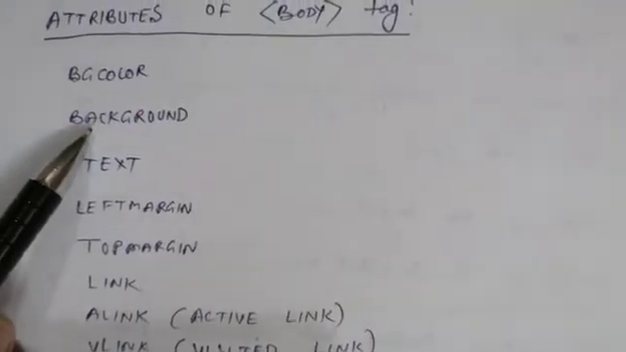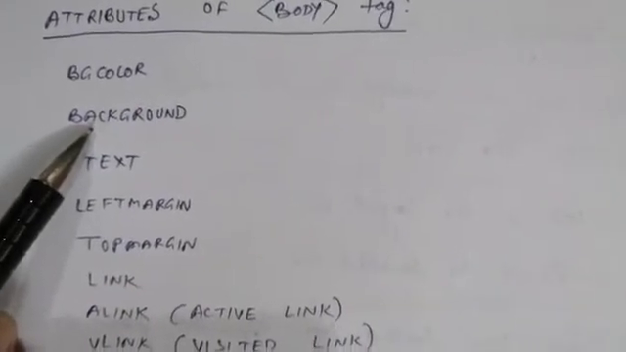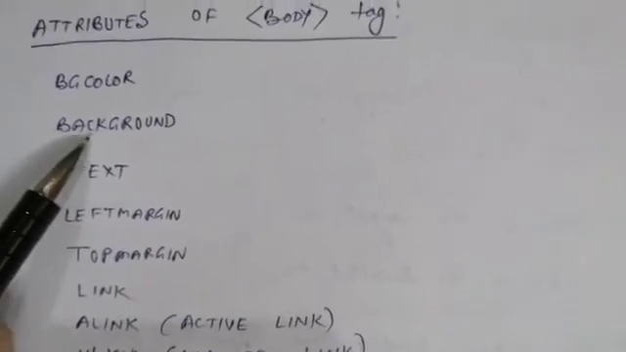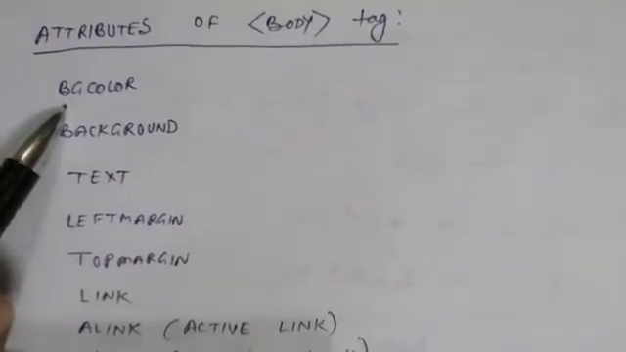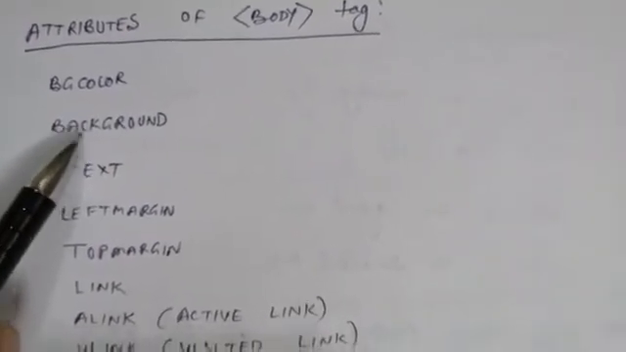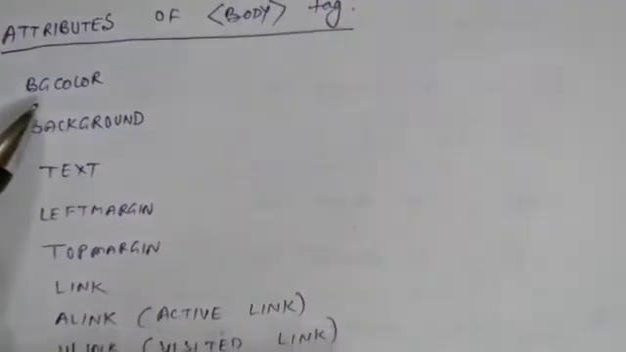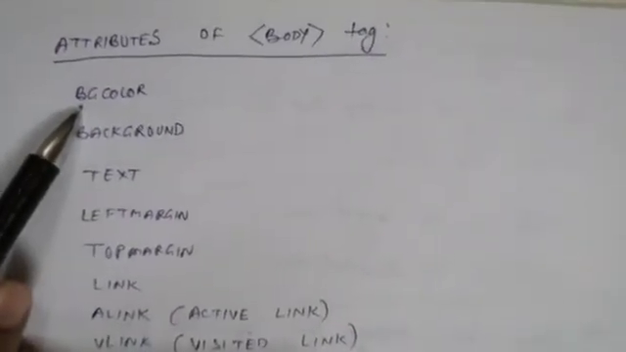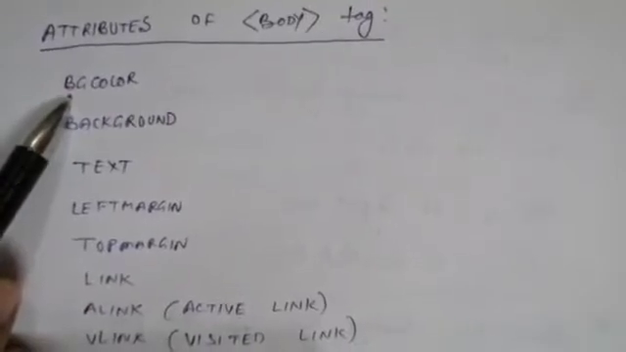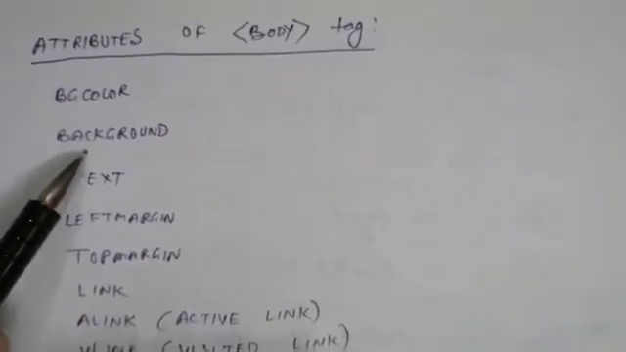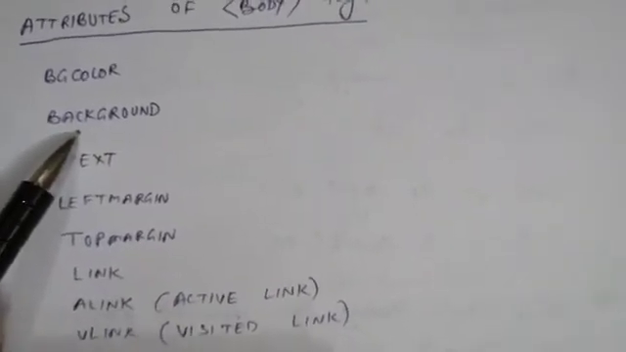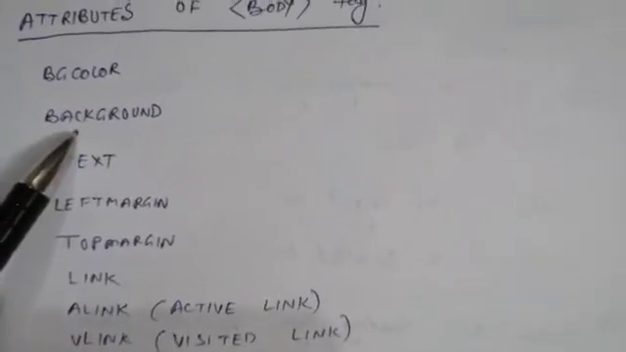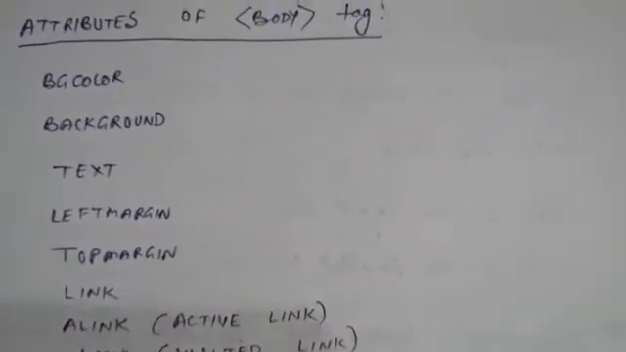Background is used to again assign a background to the document, but with background we can assign only images, not colors. So the difference between bgcolor and background is that through bgcolor we can change the background color of the web page, and through background we can assign images to our background. The text will appear on top of the image.